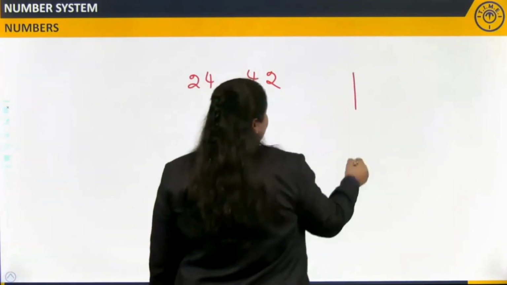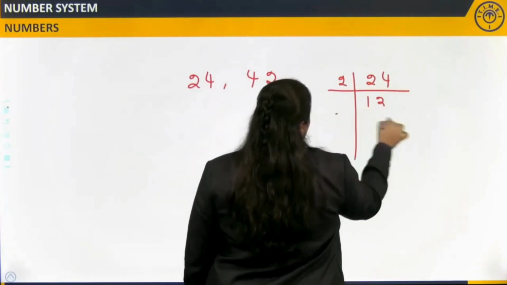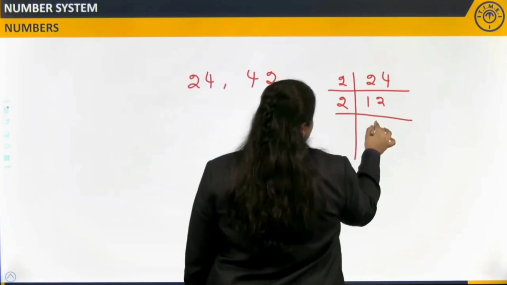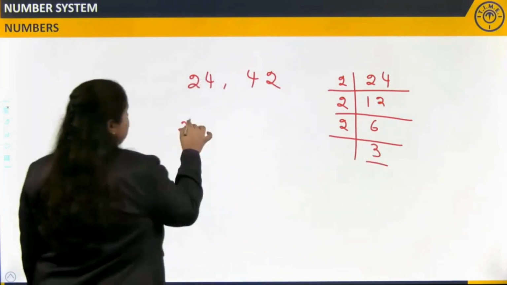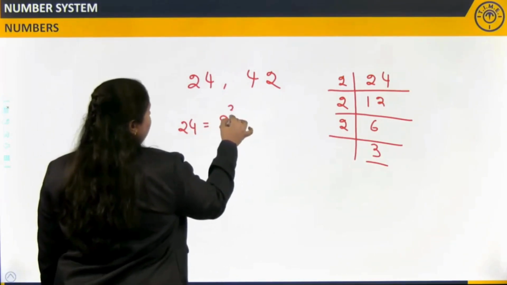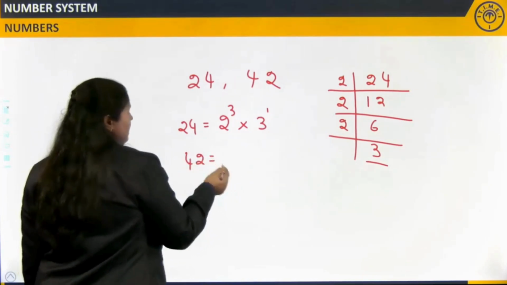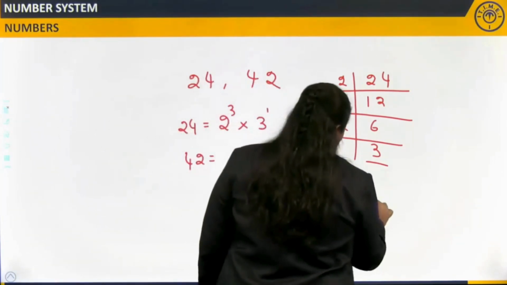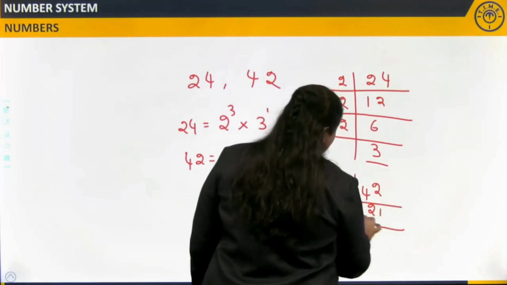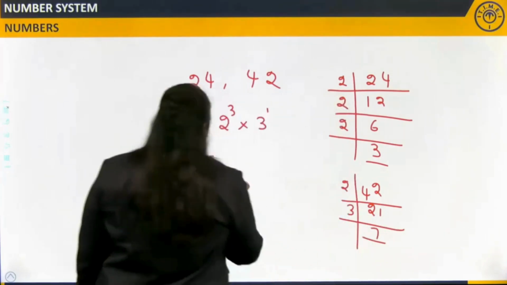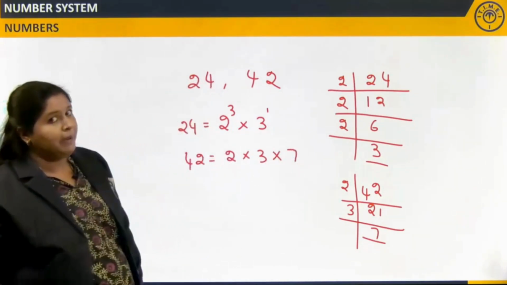How to find the prime factorization of 24? 24 divided by 2, it's an even number. 12 divided by 2 is 6, again by 2, 3. So can I say 24 is equal to, how many 2's are there? 3. And how many 3's? Only 1, right? Now coming to 42. Similarly, find out 42. It's an even number, so divisible by 2, again 3. 2 into 3 into 7, right? So, we found the prime factorization.